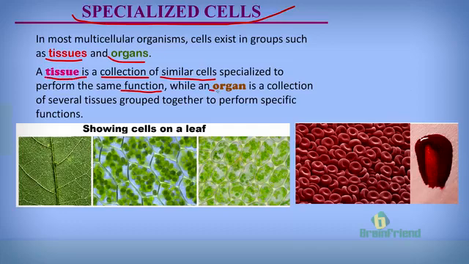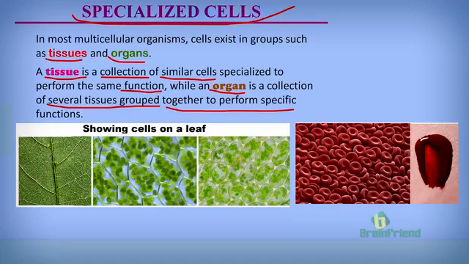An organ is simply a collection of several tissues grouped together to perform a specific function. So in the case of an organ, you have different tissues. You have tissues that are responsible for transportation, tissues responsible for protection, tissues responsible for coverage, tissues responsible for excretion, and so on. So when different tissues come together, they form an organ. But when you have just different cells performing the same function, they form a tissue.